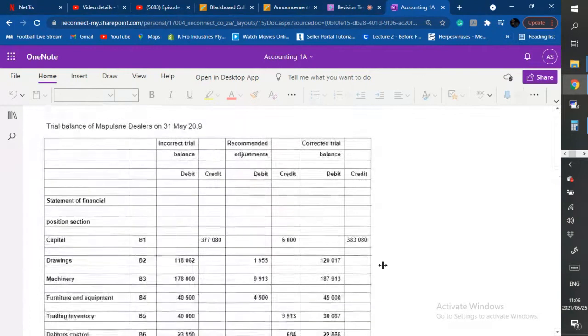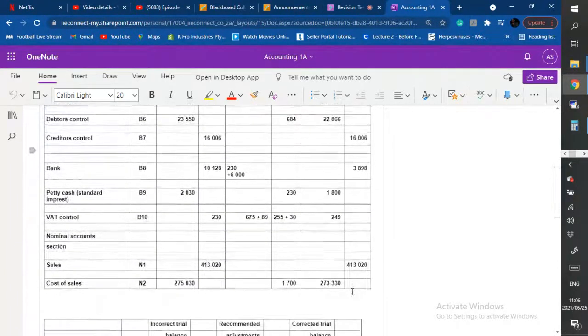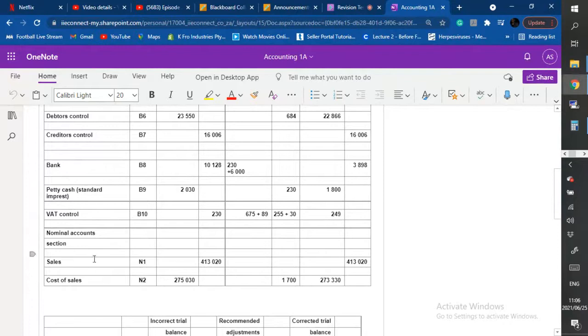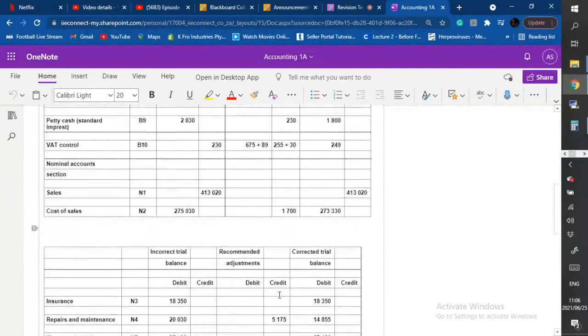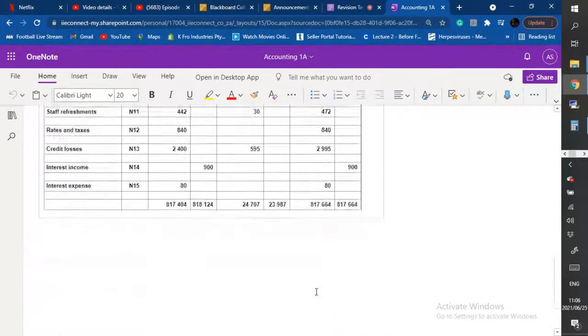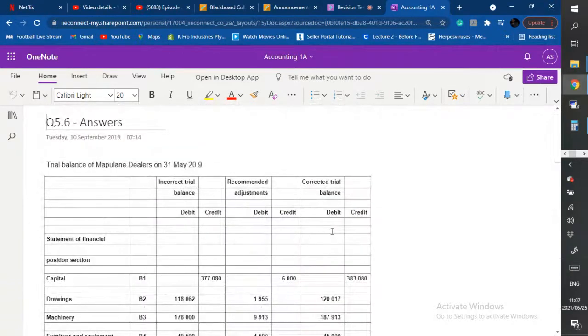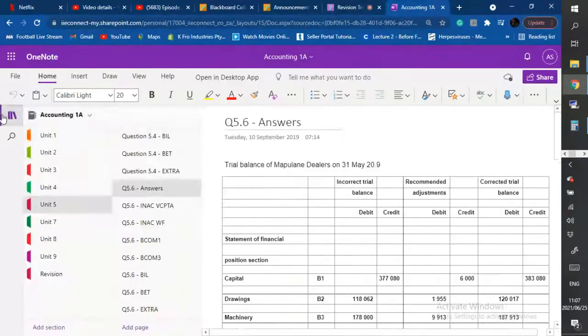Okay, there we go. So there you can see how we've adjusted all of the balances now to arrive at the right place. And then can you see these accounts like sales, there was no adjustment, so the balance remained the same. Cost of sales, we adjusted that accordingly. Insurance, no adjustment. So same balance, same balance, same balance. There you have your answer. And there you can see the total of the adjustments on the debit and on the credit side. So that's your general ledger reconciliation statement.